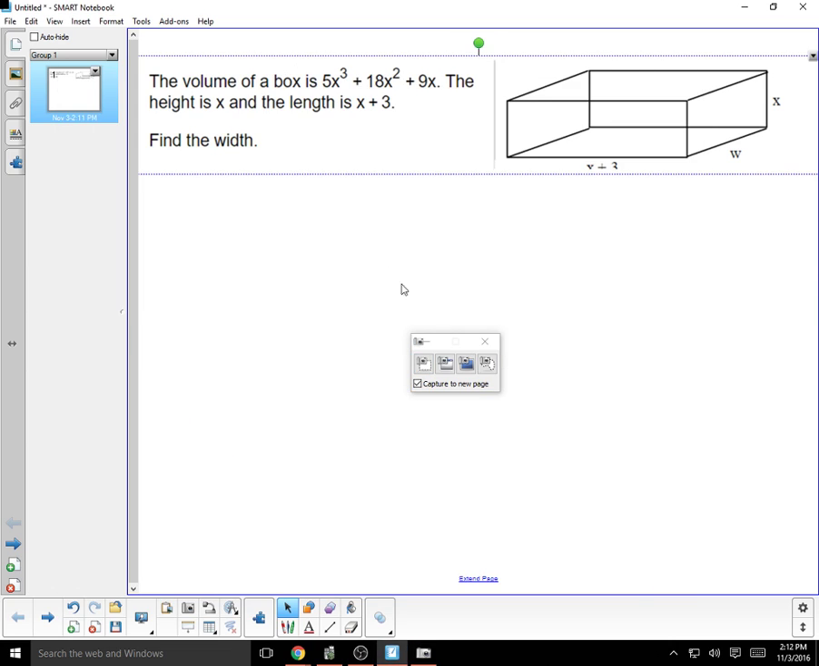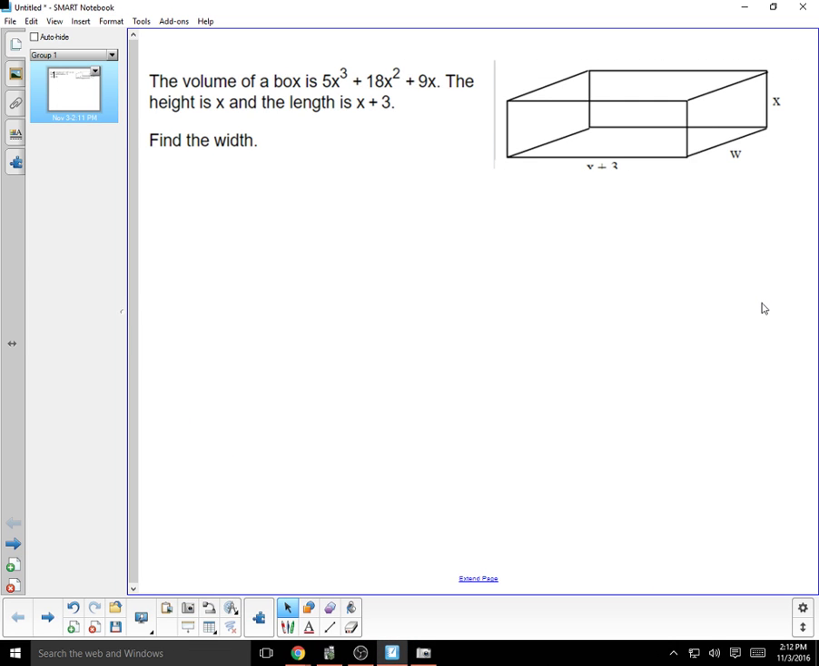All right. Here we go. So here's the one you're asking about. The volume of a box is 5x cubed plus 18x squared plus 9x. The height is x, and the length is x plus 3. The question here is, what is the width?